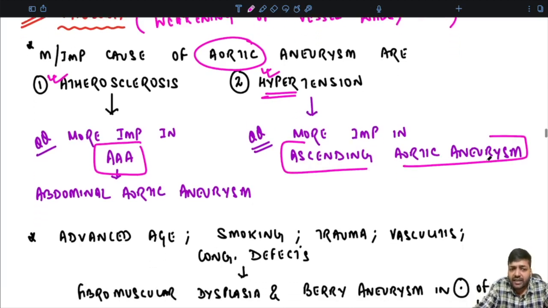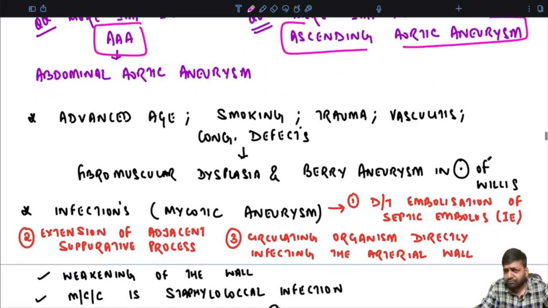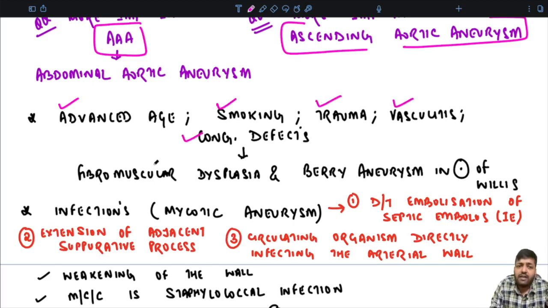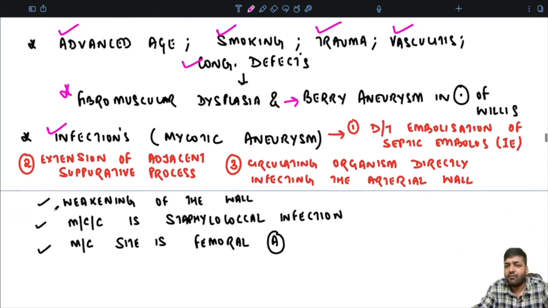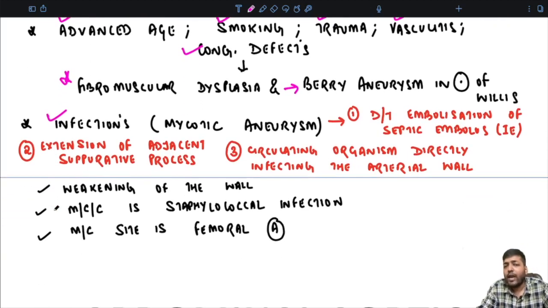Now, what are some of the other causes of aneurysm which lead to weakening of the vessel wall? Advanced age, smoking, trauma, vasculitis, or congenital defects like fibromuscular dysplasia, as well as congenital defects leading to Berry aneurysms in the circle of Willis. Also infections like mycotic aneurysms can lead to weakening of the vessel wall, ultimately leading to aneurysm.